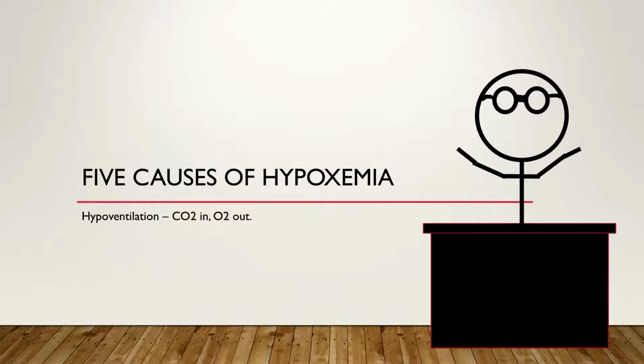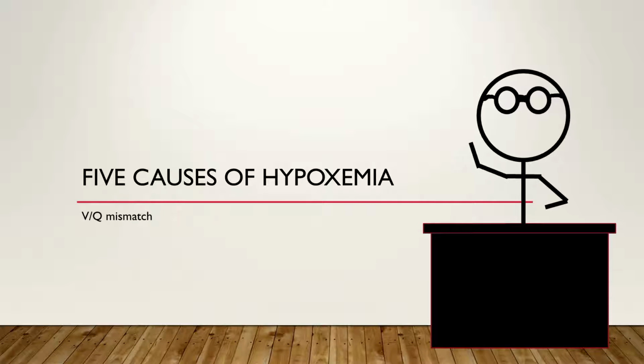Hypoventilation will typically cause an elevation in the CO2 a lot earlier than you would see a fall in the oxygen levels. A clue that hypoventilation is the cause is on an arterial blood gas. You see that the CO2 is very elevated, and when you give them a little bit of oxygen, the hypoxia goes away. The second mechanism is VQ mismatch.